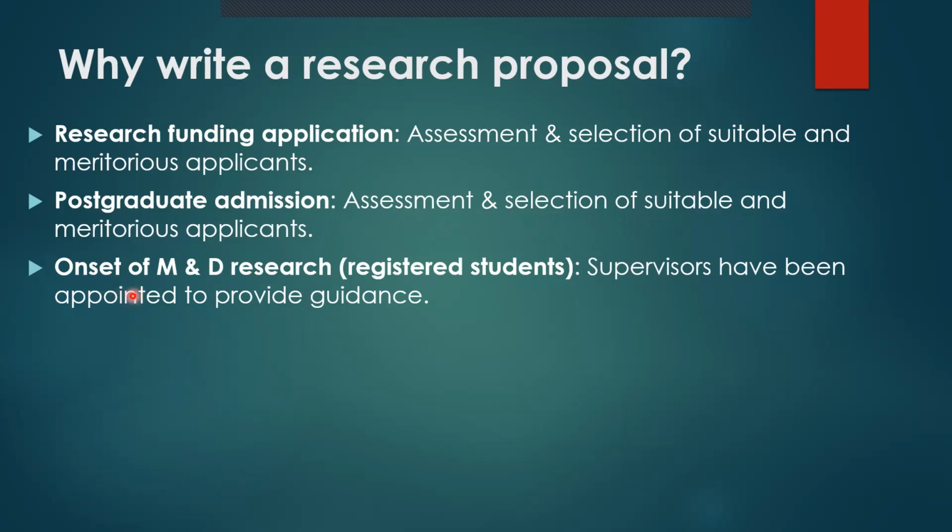Then, the last reason why one can write a research proposal will be at the onset of your master's or your PhD research. In this instance, you've been admitted into a postgraduate program, and surely you've been allocated a supervisor. So under the guidance of your supervisor, you'll be required to write a research proposal, which will mark the beginning of your master's or PhD research. So those are the three instances where you'll be required to write a research proposal.